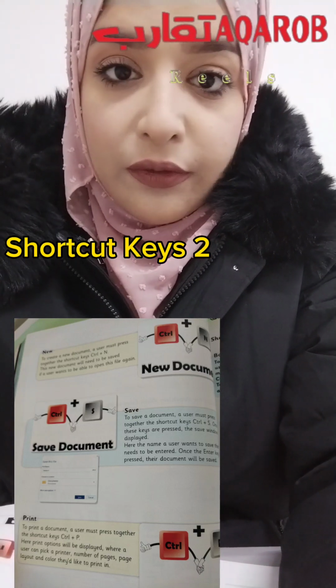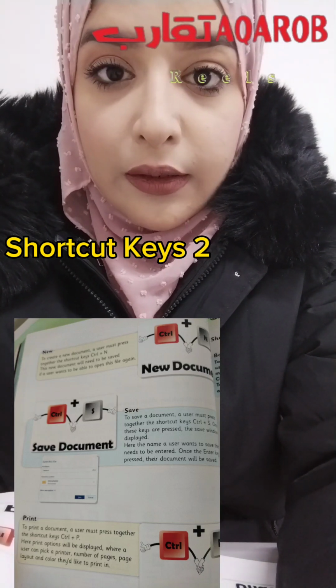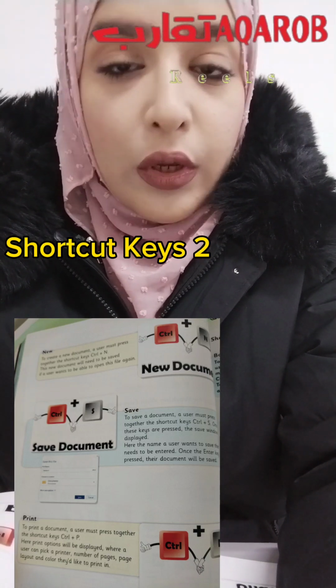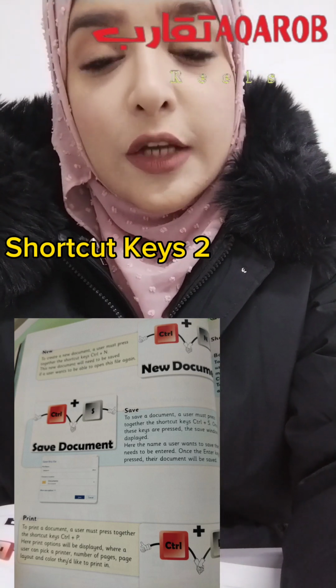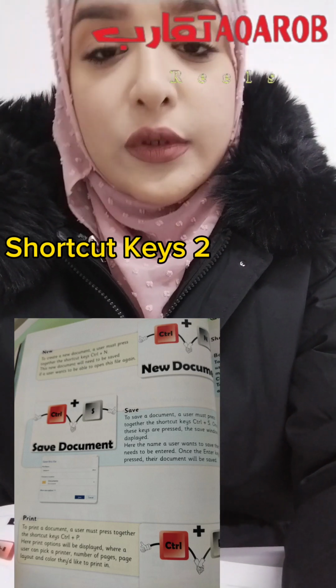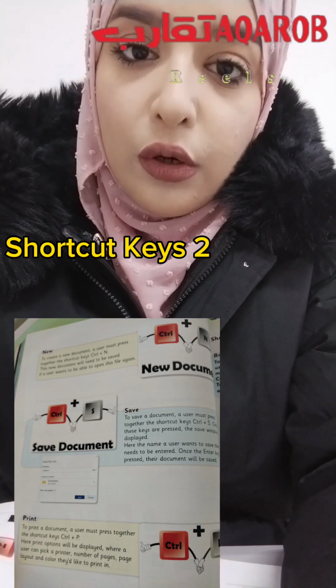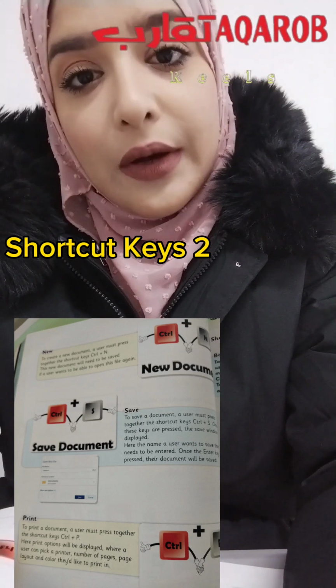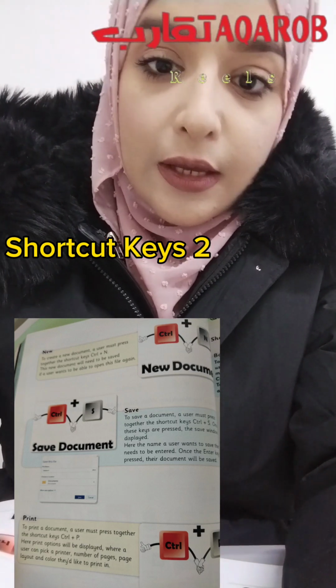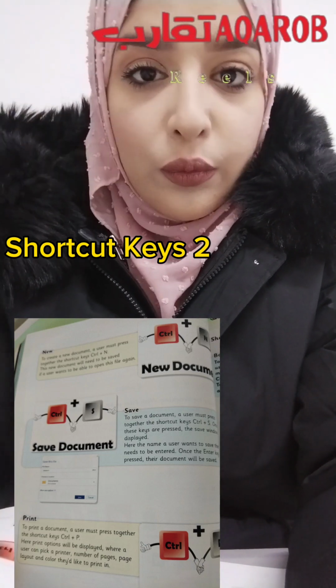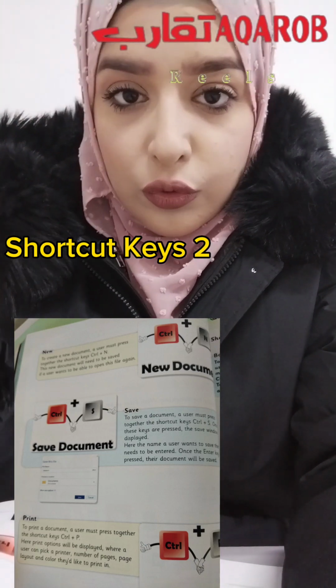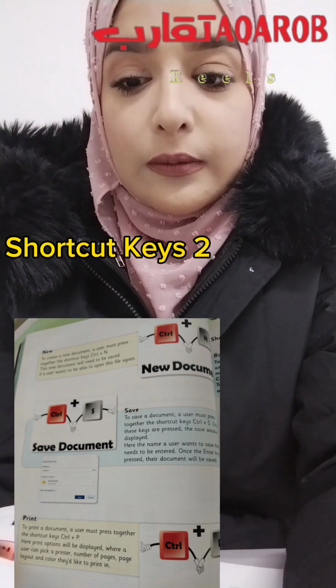Normally, if I want to save any file, I will go to File, then Save, and give it a name. But this is a short way to save a file using the keyboard. So I press Ctrl with S to save a file. Then you will see a dialog, and you will choose the location and the name of the file.